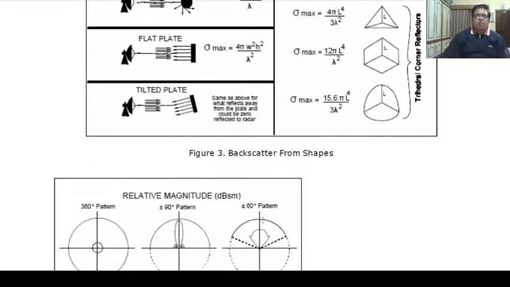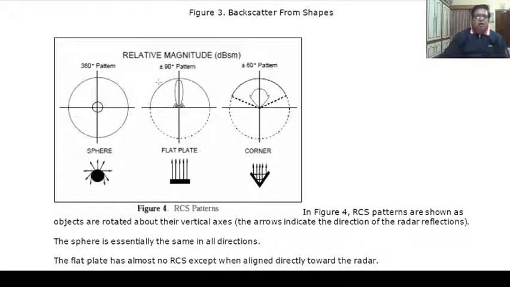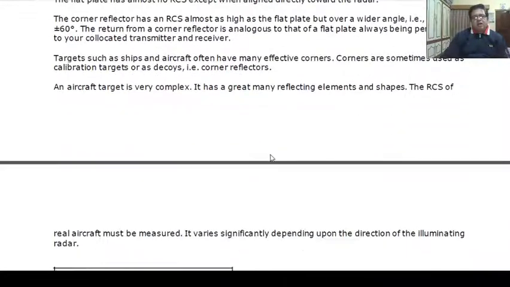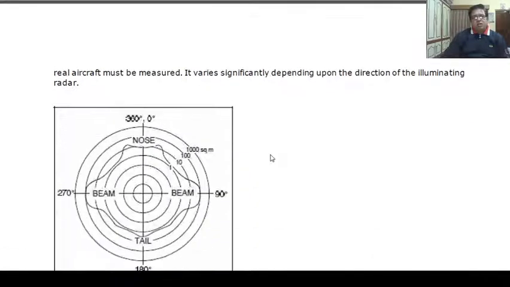Backscatter from shape. This is a relative magnitude in dBsm for a sphere, flat plate and corner. So you can easily understand by reading these examples and these values.